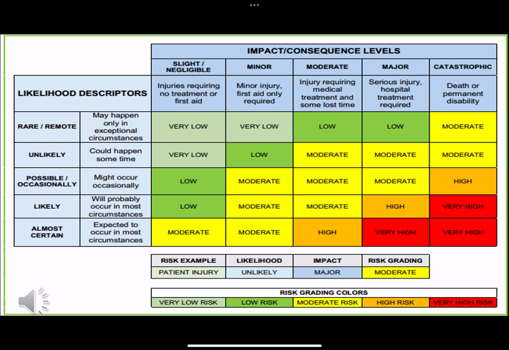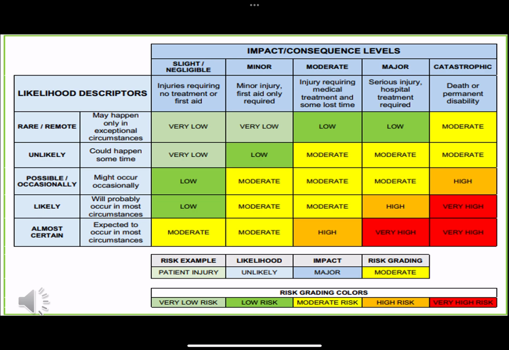So, if you move on to the next slide, for the qualitative method analysis table, you can see that there are no numbers or range like the quantitative analysis. There is just color coding for risk grading from very low risk, moderate risk, high, and very high risk. And if you move up to the table, you can see on the left side there is likelihood descriptors, and on the top there is impact and the consequences level.